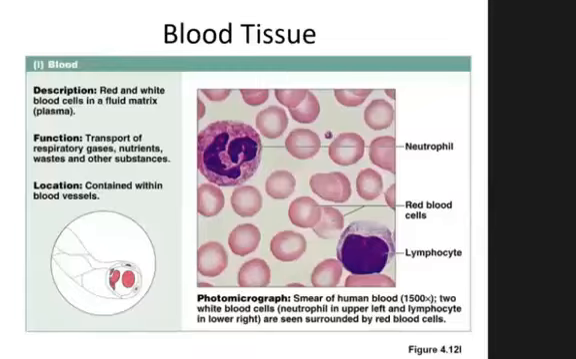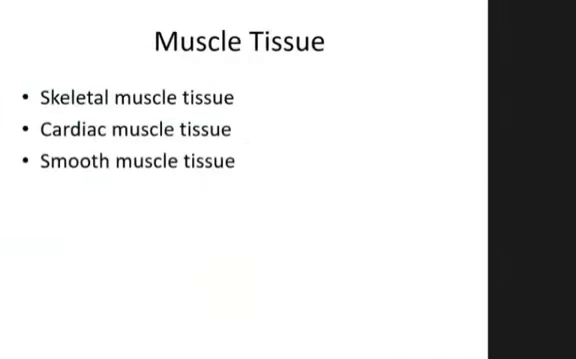Matrix is the reason why they call it a connective tissue, because there's presence of a matrix. So in the blood, what do you think is the matrix here? Your matrix is going to be the plasma. The fluid portion of the blood is your matrix. An example here is blood located in your blood vessel. So that finishes up your connective tissue.